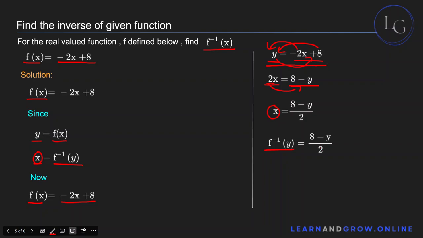So to get f inverse of x, you just replace this y with x, like you did earlier for normal functions. Since f inverse of y is equal to this, in every place where you have a y, you replace it with x. So f inverse of x is equal to 8 minus x over 2 instead of 8 minus y over 2. So that's how you find the inverse of a function.